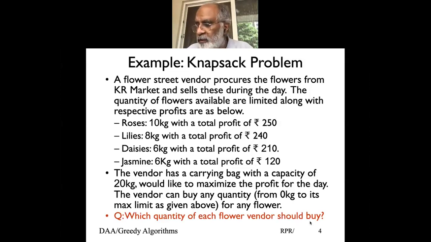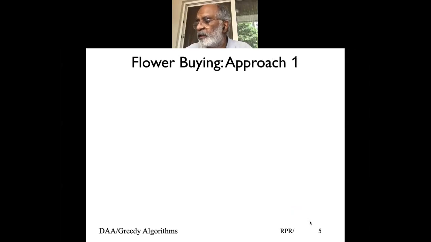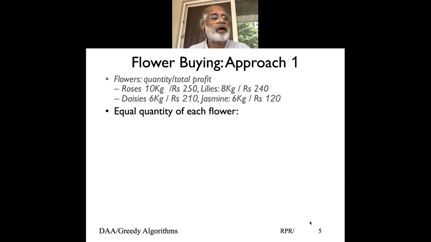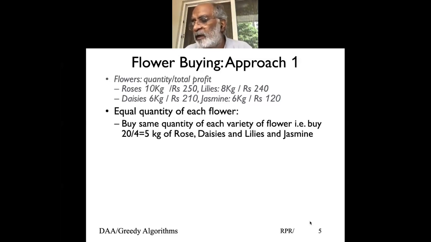So the fundamental question is which quantity of each flower the vendor should buy. One approach is, look, I have 4 flowers and I want to be fair, so I buy an equal quantity of each flower. That means as a vendor, I buy 5 kg of roses, 5 kg of daisies, 5 kg of lilies, 5 kg of jasmine. Total becomes 20 kg. So I buy 5 kg of each.